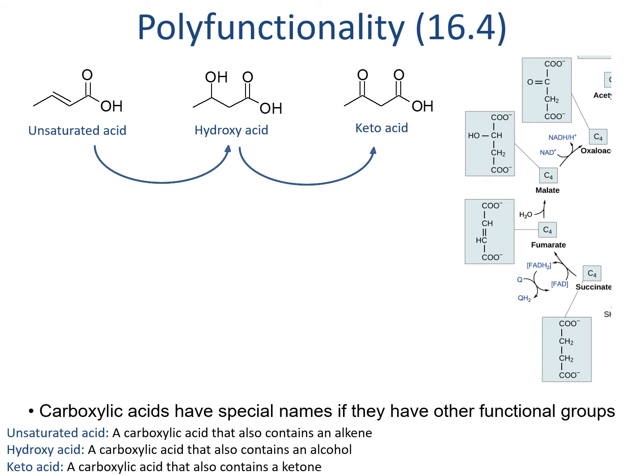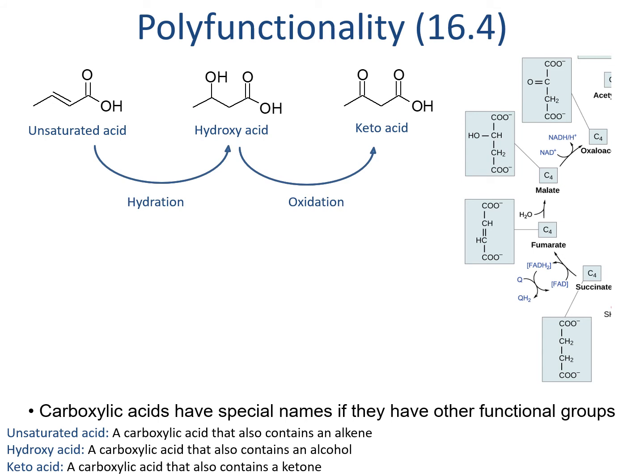So you can see an unsaturated acid on the left. That unsaturated acid can be hydrated into a hydroxy acid, so that's a carboxylic acid with an alcohol group as well. And that alcohol can be oxidized to a ketone, giving us a keto acid. That's a carboxylic acid that also has a ketone.